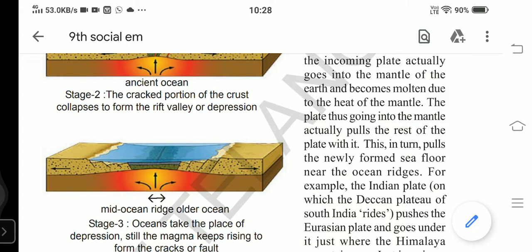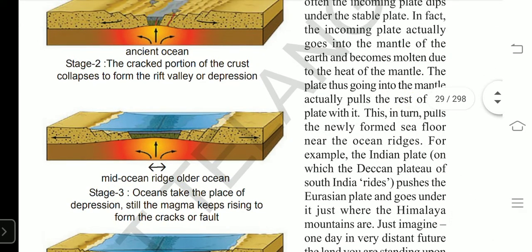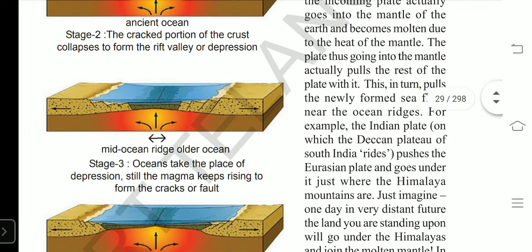The top layer of the earth's surface is crust, and that crust is removed, and that gets folded, leading to the formation of the folded mountains. In this process only, the Himalayan mountains have formed, my dear students.